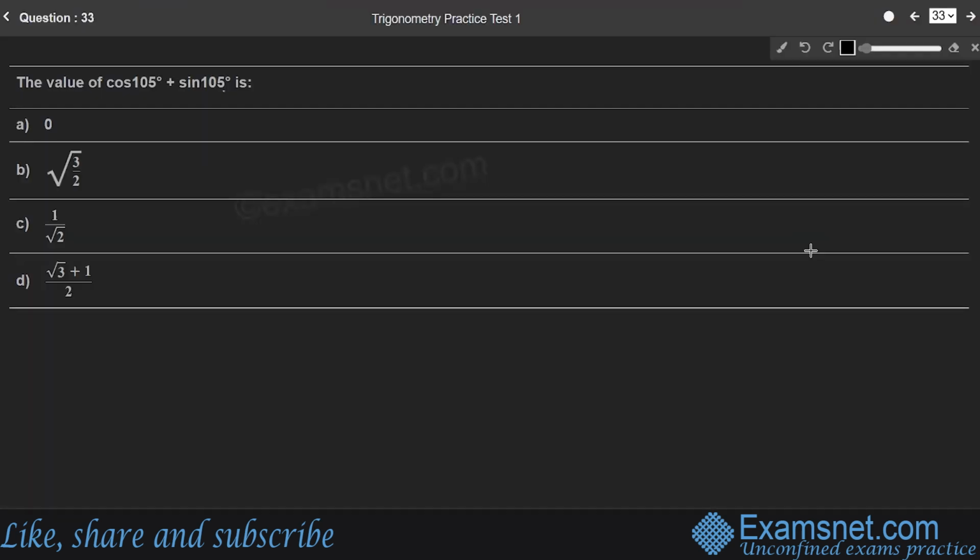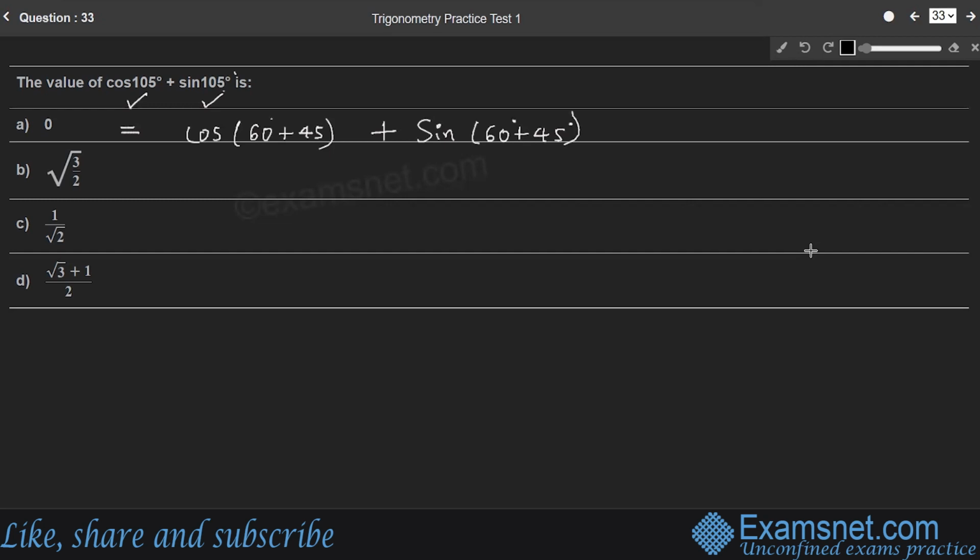Question 33. The value of cos 105 degree plus sine 105 degree is. Here students, we don't know the direct value of cos 105 and sine 105, right? So to get the value, we have to write cos 105 as cos 60 plus 45, because we know the values of cos 60, sine 60, cos 45 and sine 45, right? So therefore, the next term, sine 105, can be written as sine 60 plus 45.